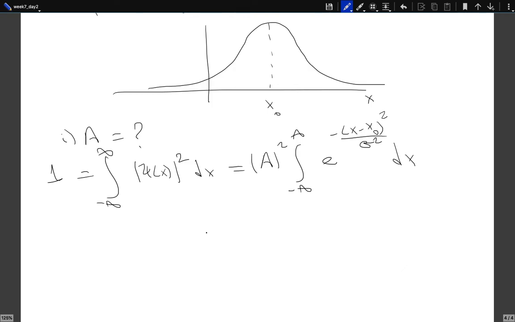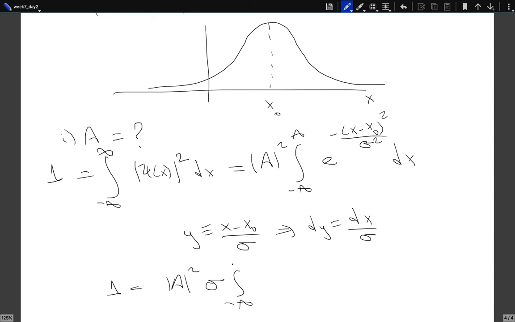Let me make a change of variables. Let me call y as (x minus x0) over sigma. So dy is equal to dx over sigma. So 1 should be equal to A squared sigma from minus infinity to infinity e to the power minus y squared dy.